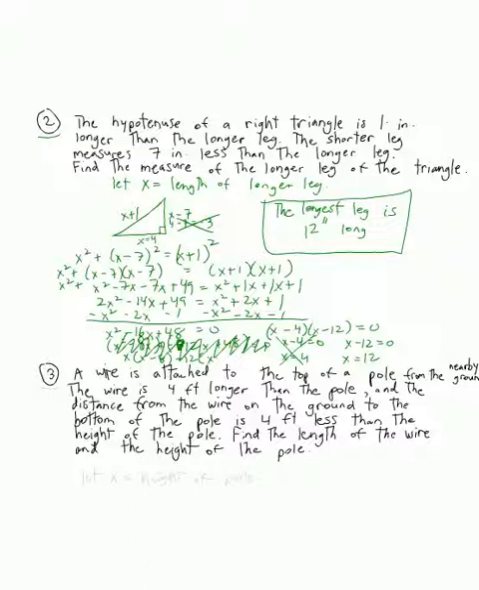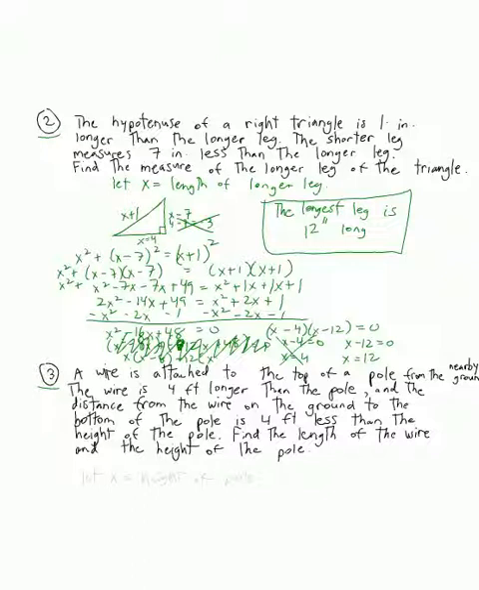Okay, let's look at the third problem. A wire is attached to the top of a pole from the nearby ground. The wire is 4 feet longer than the pole, and the distance from the wire on the ground to the bottom of the pole is 4 feet less than the height of the pole. Find the length of the wire and the height of the pole. Okay, this is a confusing question, right? Things are worded very strangely.